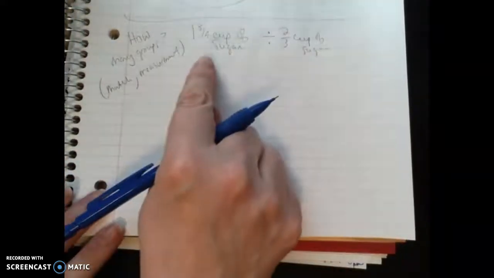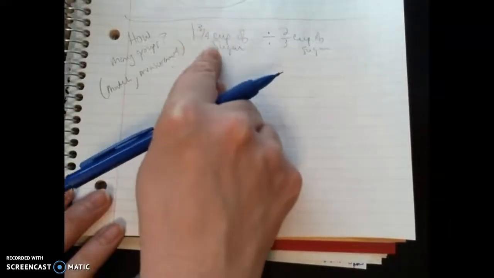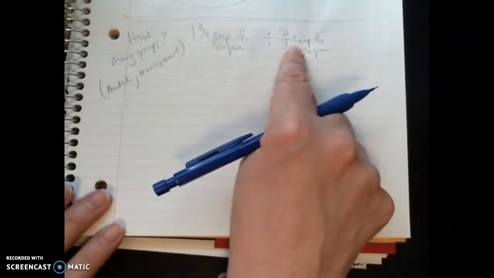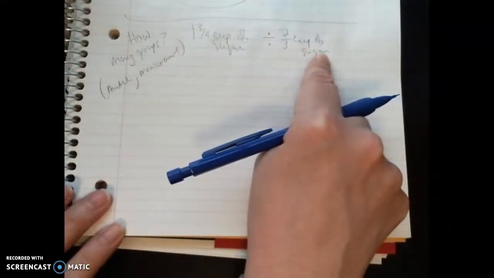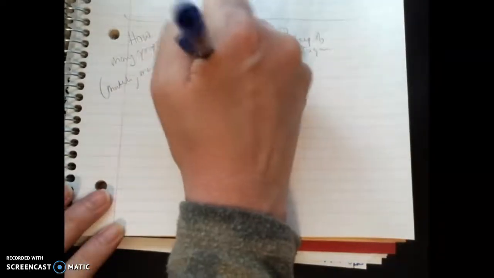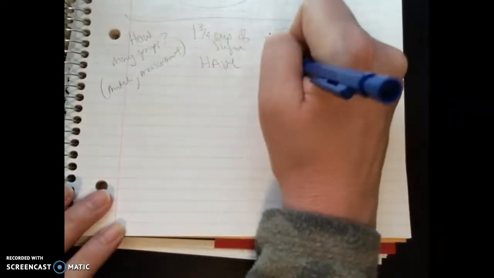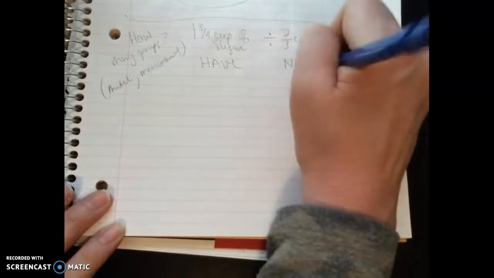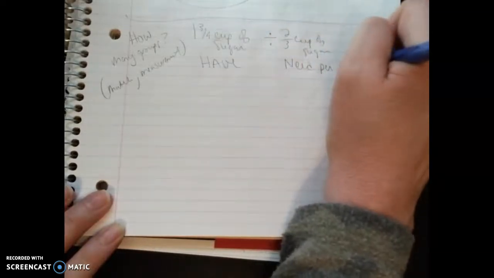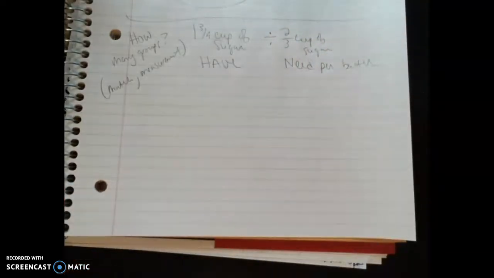So this would be like I have 1 3/4 cups of sugar. Every recipe calls for 2/3 of a cup of sugar. How many batches can I make? Something like this. So this is the sugar that I have. This is what I need per batch. And so I kind of want to figure out how many batches I can make.